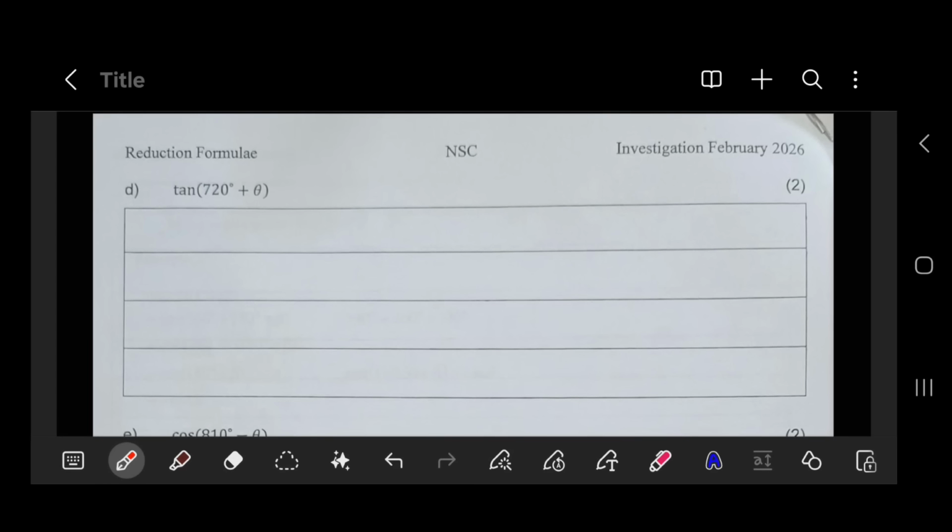Here is the last page of this investigation. We have tan of 720 degrees plus theta. Now please remember that if you have any angle bigger than 360, you are allowed to subtract 360 from it. So if we take 720 and we subtract 360, we get 360. But our aim is to keep subtracting 360 until we get an angle that is smaller than 360.